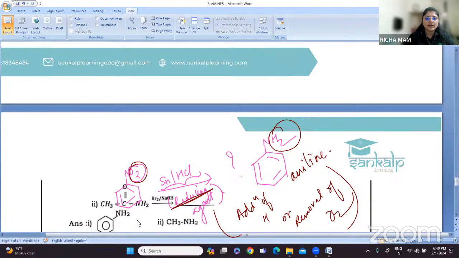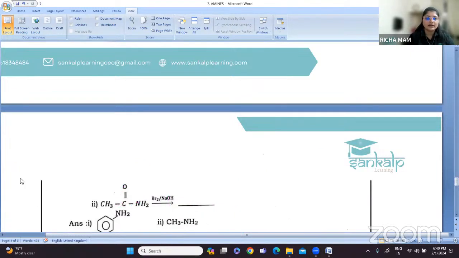Acetamide, when it reacts with bromine and water, you get methanamine, CH3NH2. Fine.